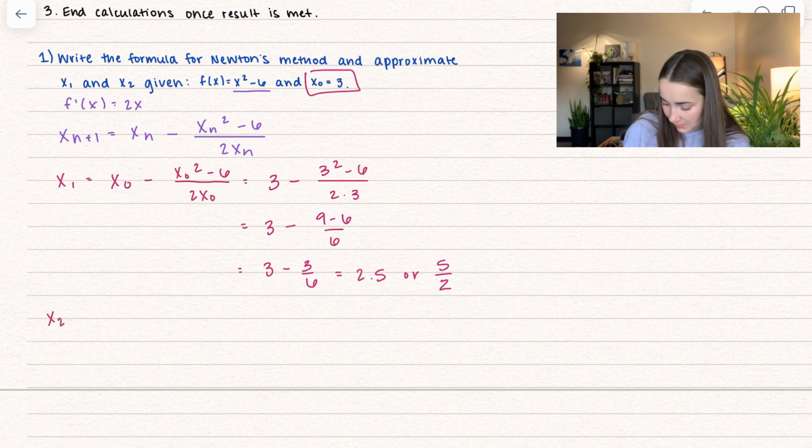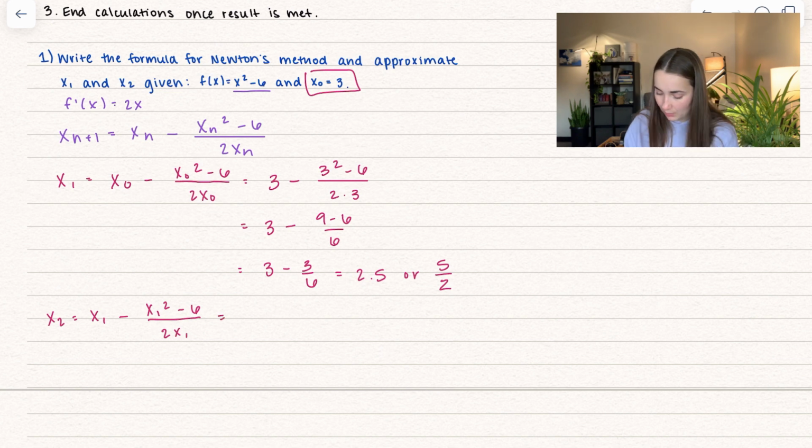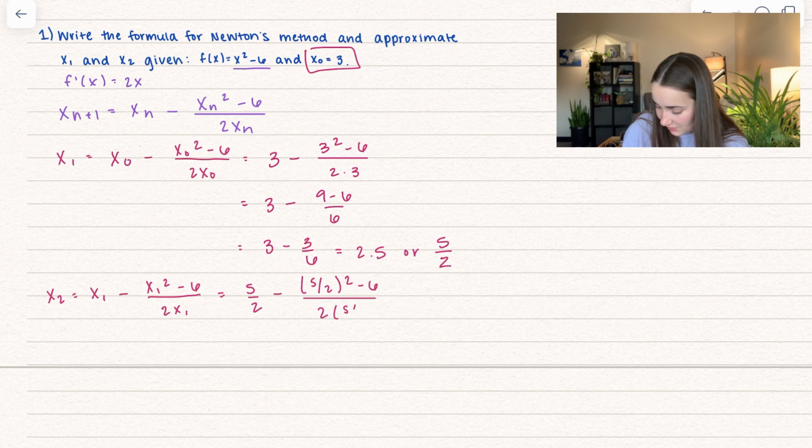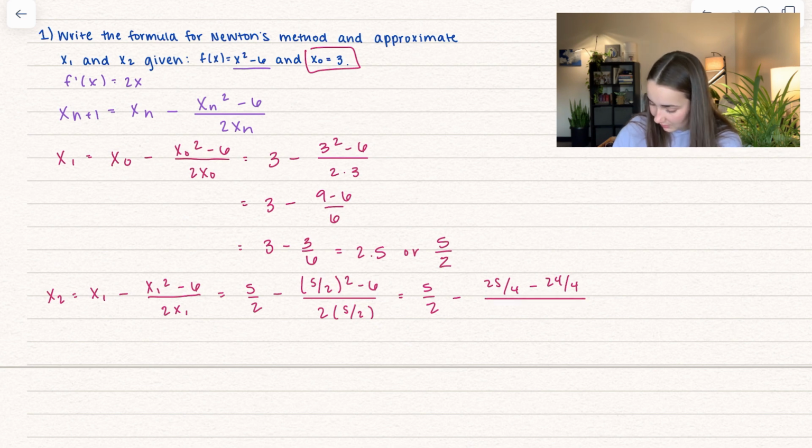So x sub 2 is going to be x sub 1 minus this whole thing. So let's plug in what we have. I'm going to plug in 5 halves so I can see the fraction form. So we get 5 halves minus 5 halves squared minus 6 divided by 2 times 5 halves. So this is going to be a fat algebra problem, but let's do this. We get 25 divided by 4 minus 6, but I'm going to convert that to also be over 4, so that becomes 24 over 4, divided by, and actually those 2's cancel out, so it's just 5.